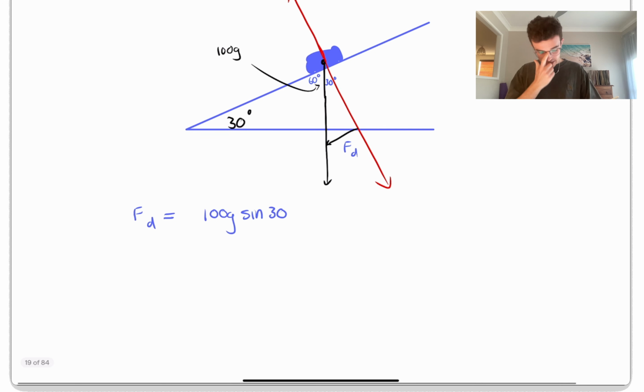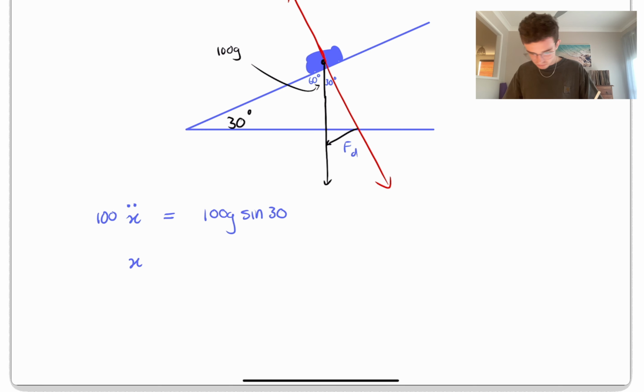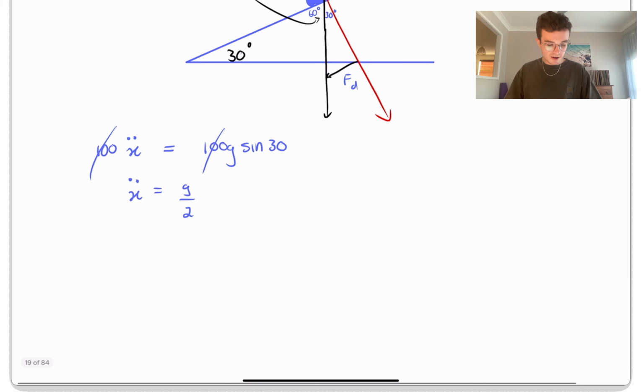Okay. Now, let's replace our force with m x double dot. We're always going to be doing that. m x double dot. We know that the weight in this instance is 100. So we've got x double dot is equal to, the hundreds cancel, and now sine 30, I believe, is a half. Let me quickly check. Yep. So we've got g on 2. Sine 30 is a half.